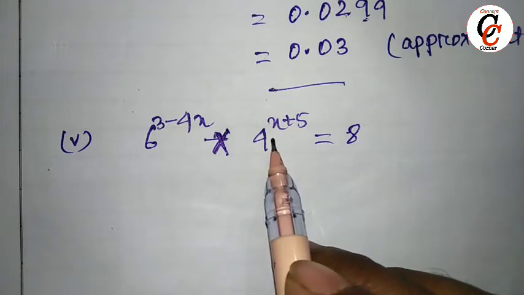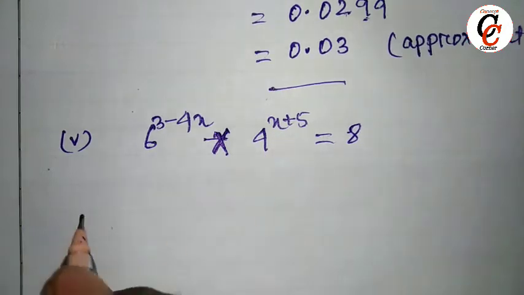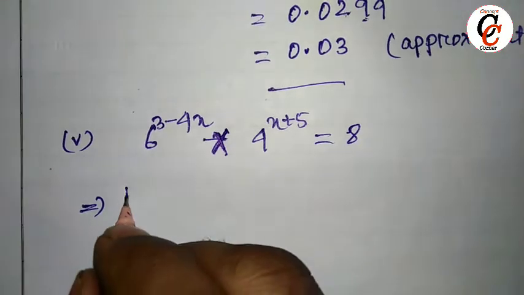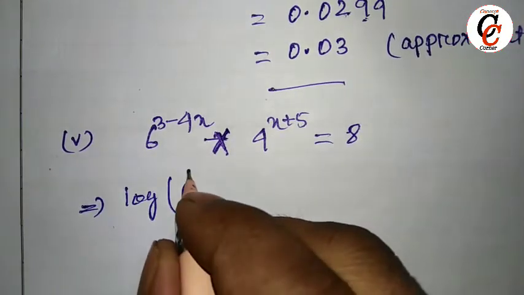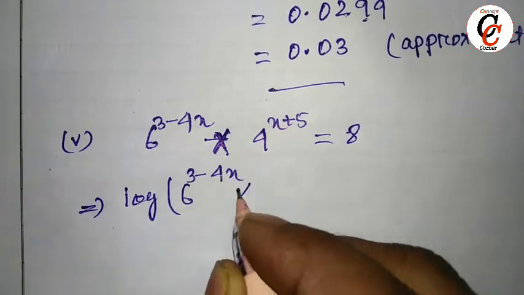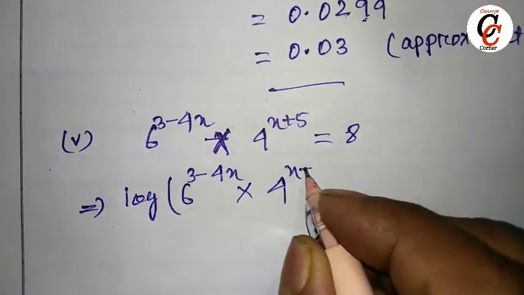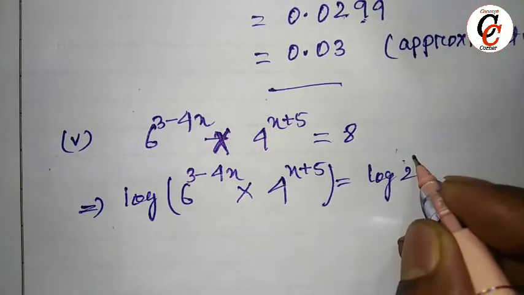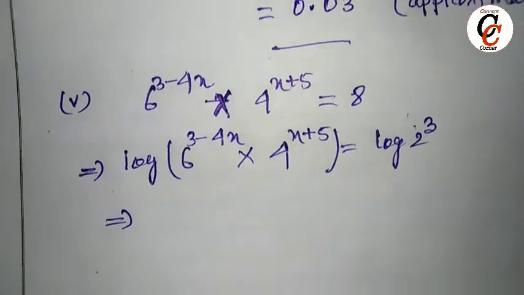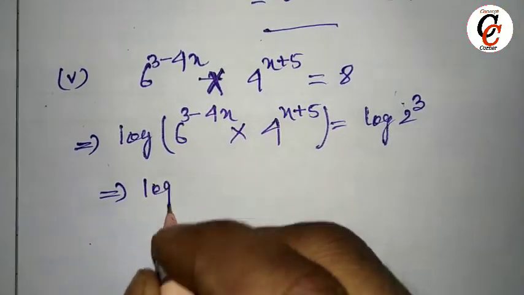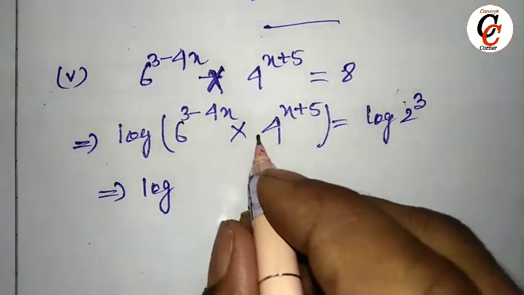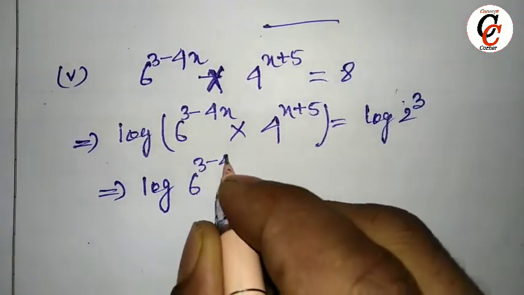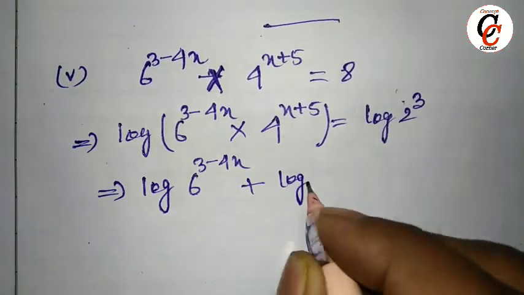Next we will see question number 5. Question 5 is 6 to the power 3 minus 4x into 4 to the power x plus 5 equal to 8. So here we have to use logarithm to find the value. If we use logarithm on both sides, since it is multiplication here, it will convert into addition. So log of 6 to the power 3 minus 4x into 4 to the power x plus 5 is equal to log of 8, which means 2 cube we can write.